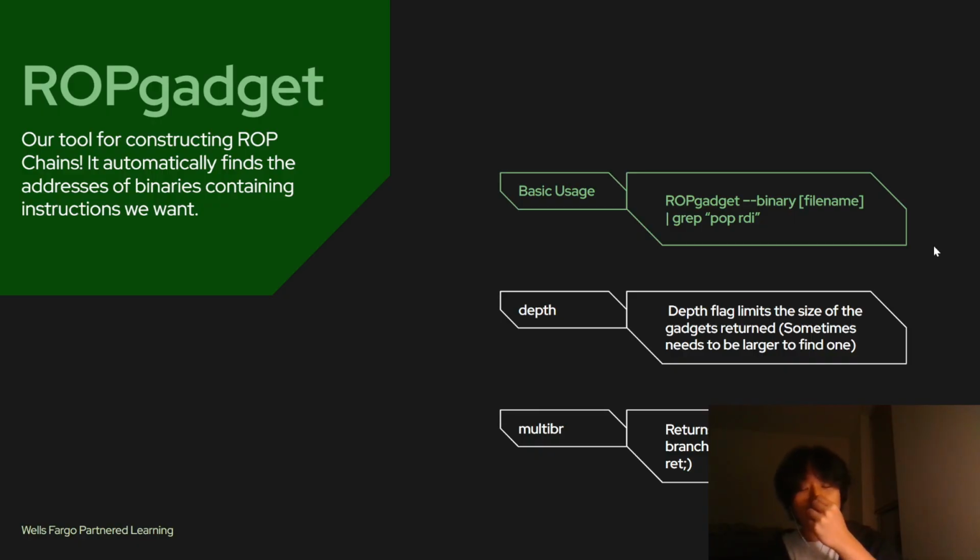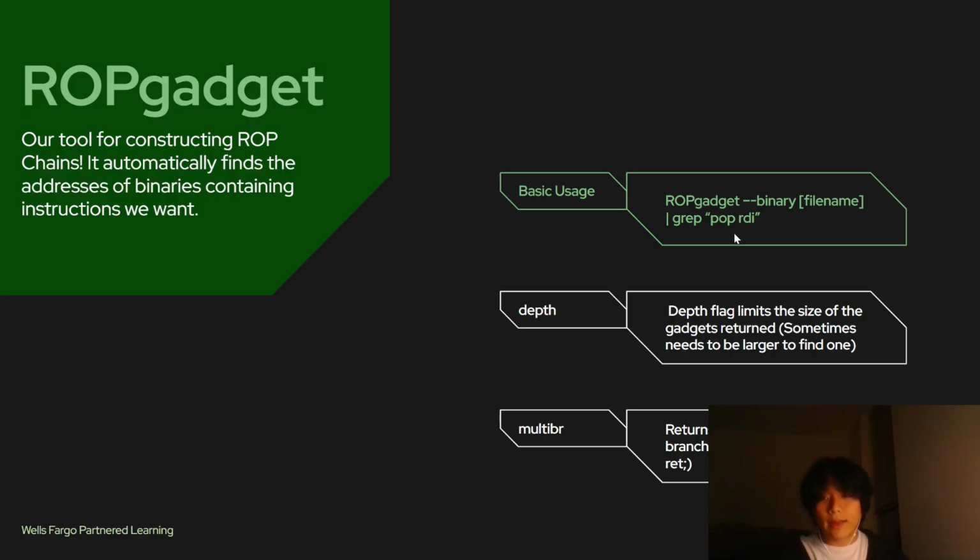And the very basic usage of how this is going to work is we're just going to run ROP Gadget and then specify the file that we want as the binary, and then we'll use grep on the output. We'll pipe the output into a grep, which we can use to search for any specific command that we want to use.